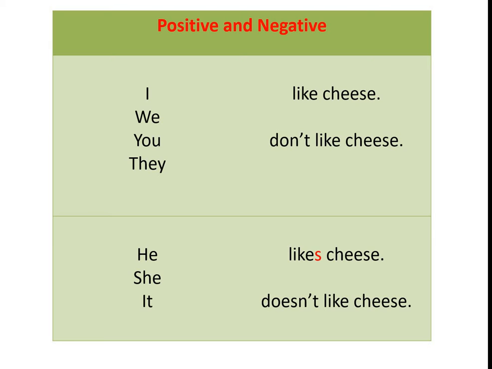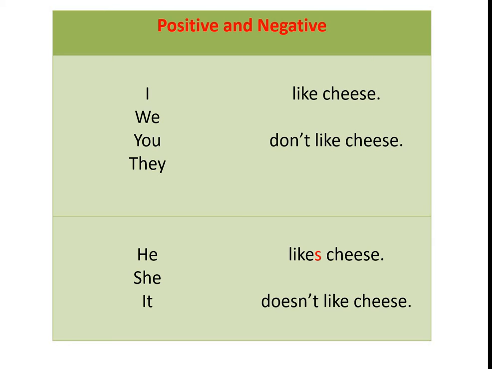We consider these pronouns as plural pronouns because they refer to a group or a number of people. So we use I, we, you, they, and we put the verb one as it is. Like, I like cheese. Alright? It's "like cheese," not "likes cheese." I like cheese. We like cheese. You like cheese. And they like cheese.